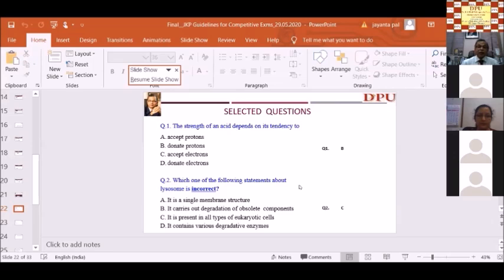Now we eliminated 3. Naturally, the C option is probably the answer, because many of the plants and the yeast don't have lysosome, but they have vacuoles. So what is the trick that we are applying? Eliminating one by one which are obvious, and then debating one or two, and then finally choosing the right answer.